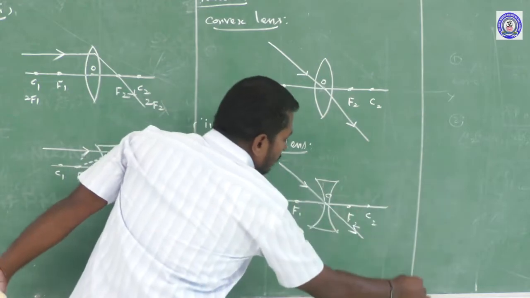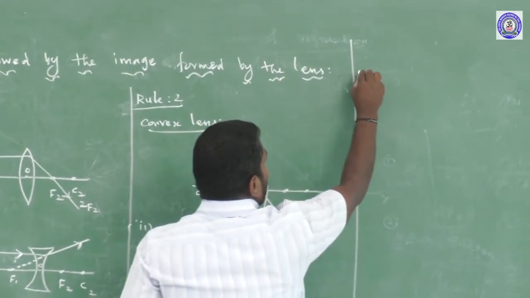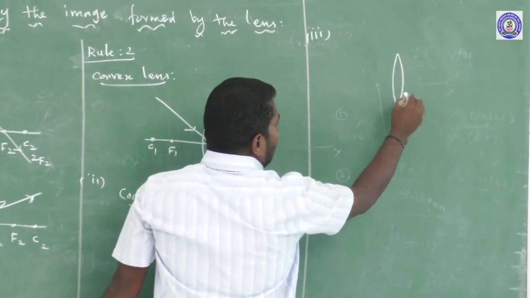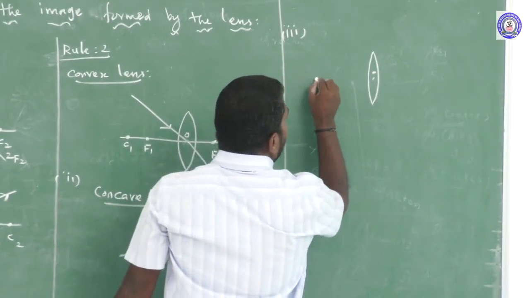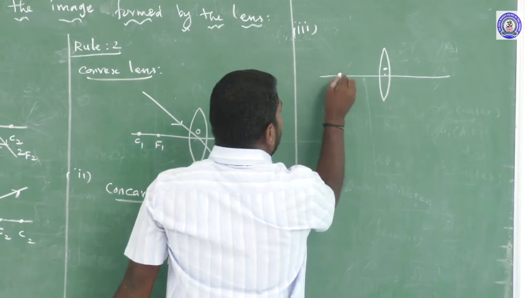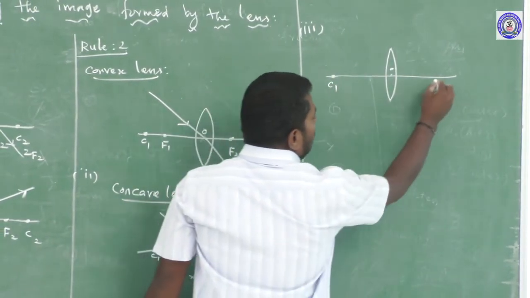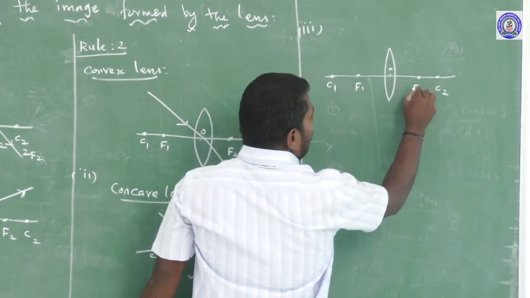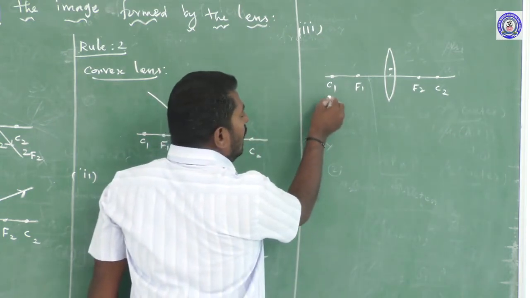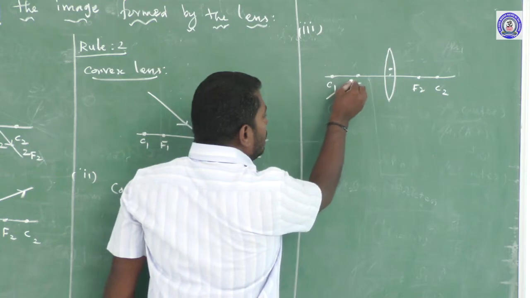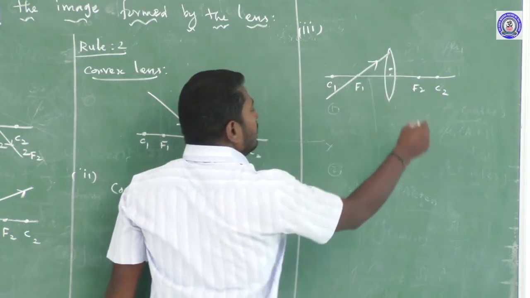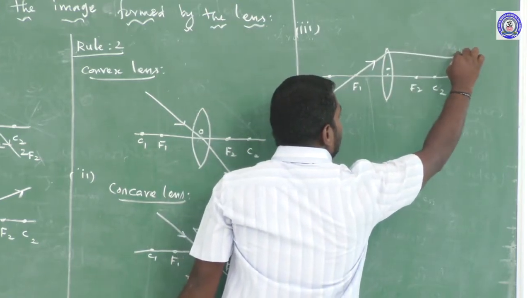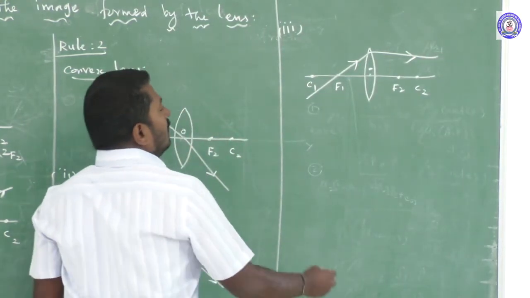Third rule. In the case of convex lens, optic center of convex lens O, principal axis, there are two centers of curvature C1 and C2, there are two focal points F1 and F2. When a ray of light is coming from the object, passing through the principal focus, strikes a convex lens, refraction takes place. After refraction, the refracted ray travels parallel to the principal axis in the case of convex lens.